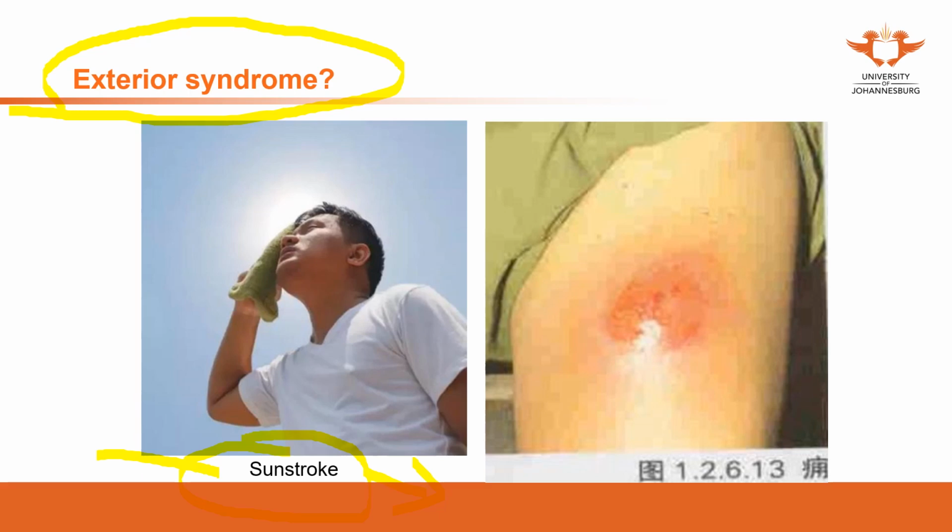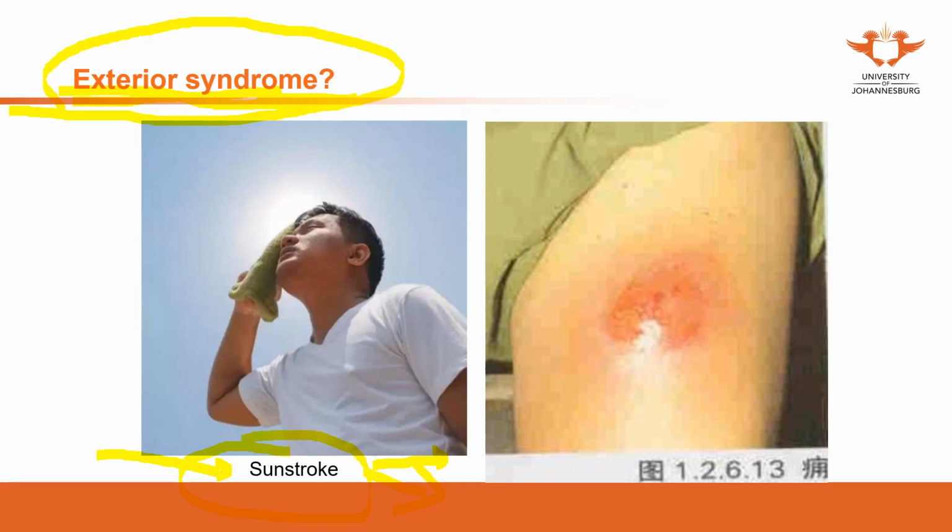In order to answer this question, you can go back to the previous slides. What are the characteristics of an exterior syndrome? It must be from the six exogenous factors. The sunstroke can be considered one of the exogenous factors, the heat or summer heat. So the cause matches the exterior syndrome. The patient has a fever, so that also matches the manifestations. The patient faints, loses consciousness.